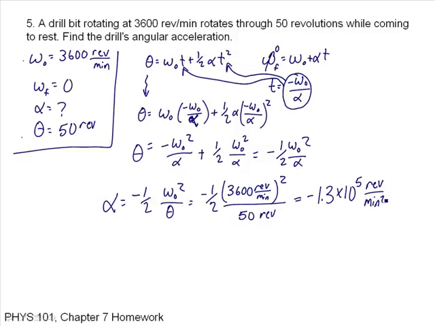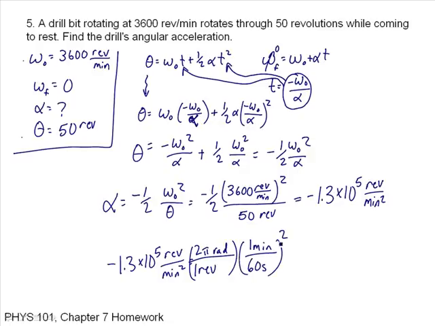And now we can make this conversion into radians per second squared. So I have negative 1.3 times 10 to the 5th times 1 revolution, 2 pi radians, 1 minute, 60 seconds. That has to be squared to get rid of the minute squared. And I get 230 radians per second squared. Negative 230.